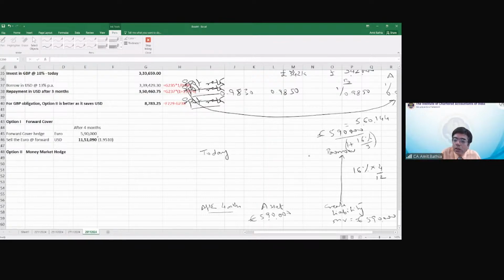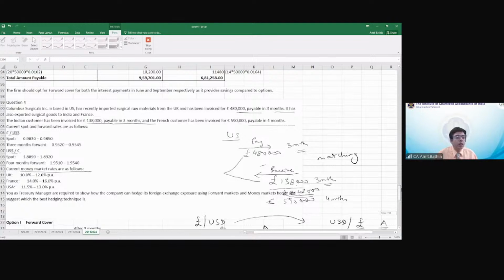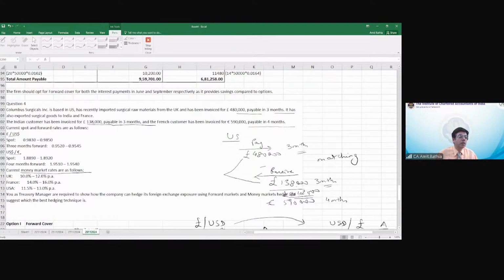If I am going to borrow this amount, take it over here in US, then I will have to invest over here, right? How much will I invest? 560,144 at spot rate. So how much USD will be there? USD is equal to 560,144 times the spot rate. What is the spot rate over here? It is US dollar to euro. Spot rate is 1.8890, 1.8920.